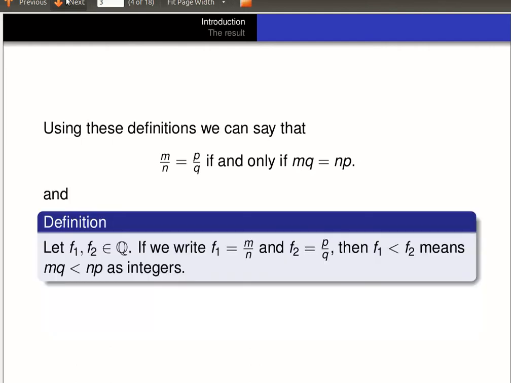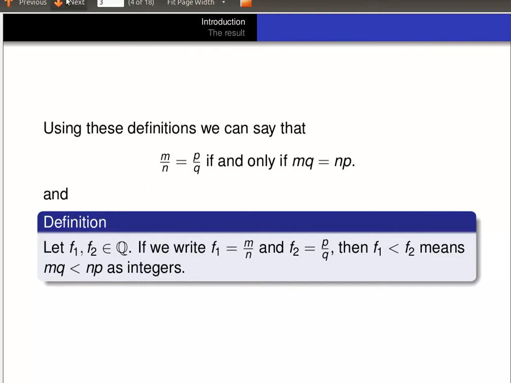Let's also recall the definition of the ordering on the rational numbers. If we have rationals f1 and f2, and we represent f1 as m over n, and we represent f2 as p over q, then f1 less than f2 means that mq is less than np as integers. So we define the ordering on the rational numbers in terms of the ordering on the integers, and of course that's how we deduce trichotomy, for example, of the ordering on the rationals. So that's our definition of the ordering on the rational numbers.